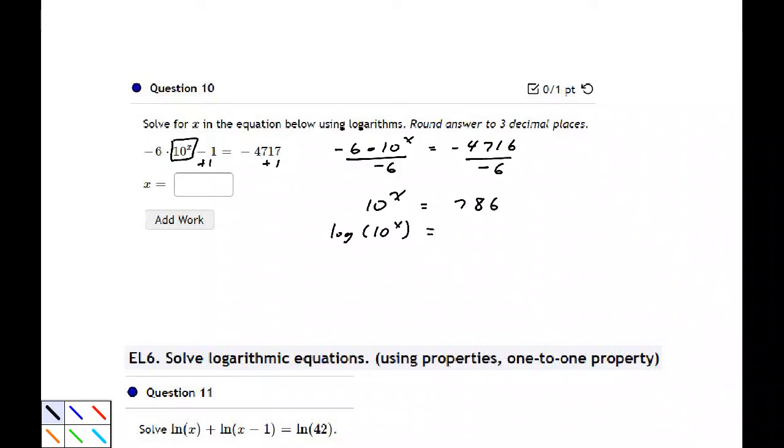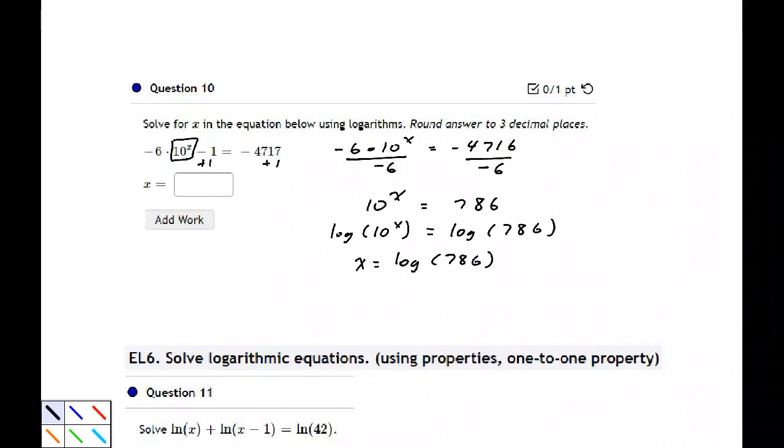Log base 10 of 10 to the x equals log base 10 of 786. On the left-hand side, that means we're just left with x. So x equals log of 786. You don't actually have to remember the base 10. It's there, you could just write log. That's what I'm doing. All right, now log of 786.